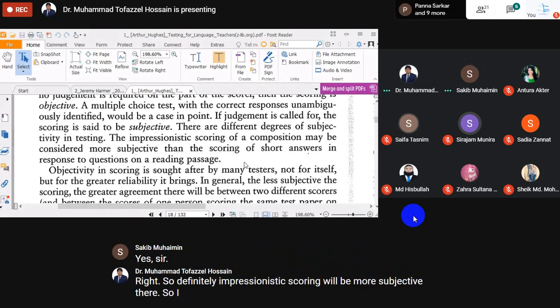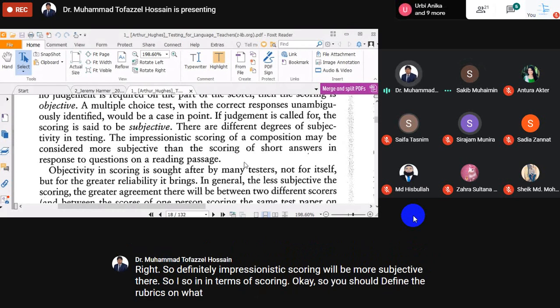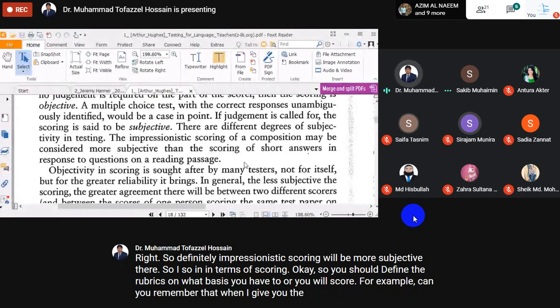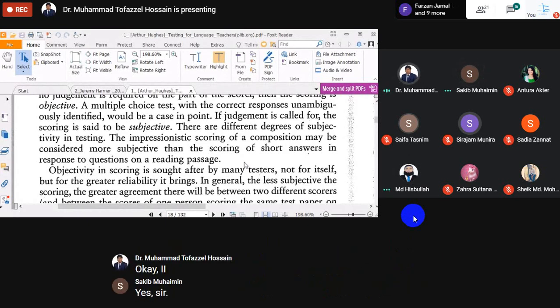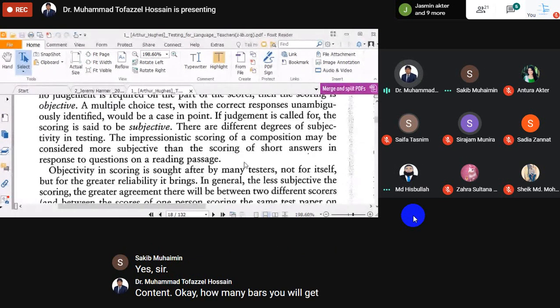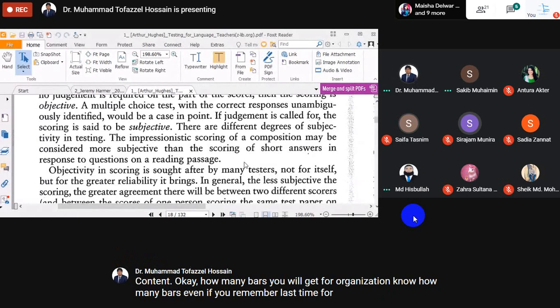That's why, in terms of scoring, you should define the rubrics on what basis you will score. For example, can you remember that when I gave you the course outline, I gave you the assessment rubric? Yes, sir. I mentioned everything for content. How many marks you will get for organization? Even, can you remember last time, for presentation?